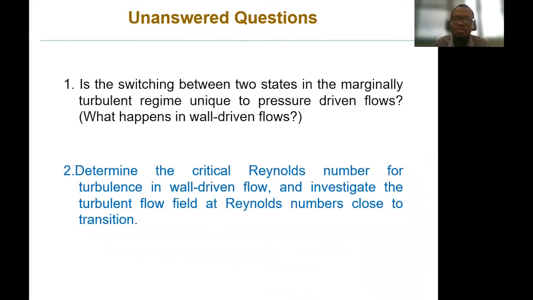We still have some unanswered questions though. The first question is whether or not this switching between two states discovered in the marginally turbulent regime is unique to pressure-driven flows. So we want to know whether you also get a switch in states in wall-driven flows. To determine this, first, we need to work out the critical Reynolds number for obtaining a turbulent flow in wall-driven flow. And after finding out the critical Reynolds number, then we can investigate the flow field at Reynolds numbers close to transition.